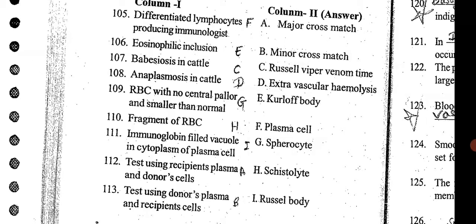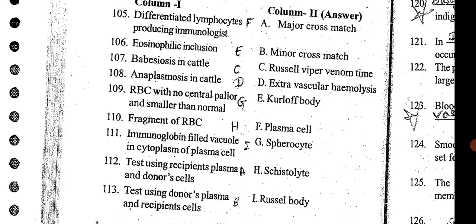Anaplasmosis in cattle has extravascular hemolysis. Russell viper venom time is linked with BVSc in cattle. Eosinophilic inclusions are the inclusions present in cells. Lymphocytes are differentiated into plasma cells, and fragments of red blood cells are schistocytes.